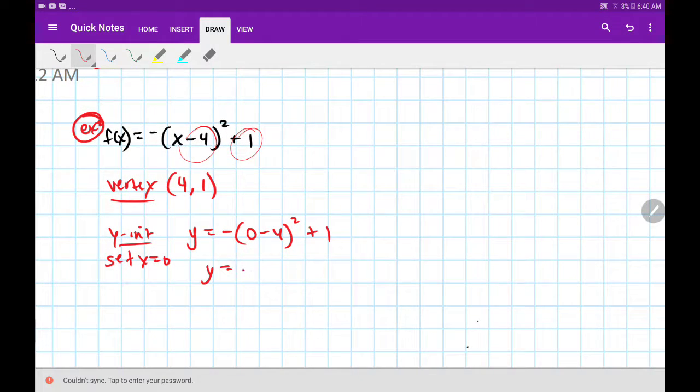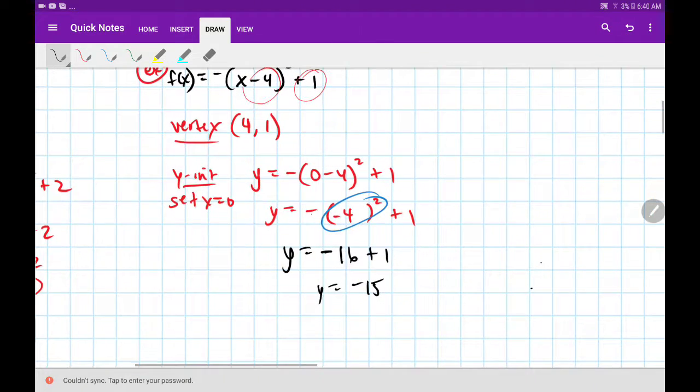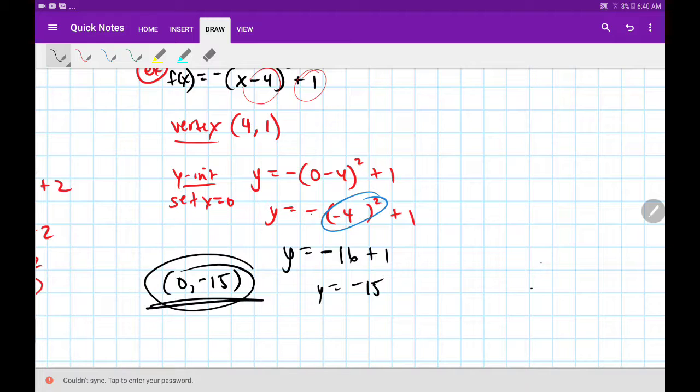If you didn't, there's a high chance that you got it wrong. So work on the inside first. 0 minus 4 is negative 4 squared plus 1. Next, we'll do our exponent. So negative 4 times negative 4 is 16. So we're just going to copy down that negative, and then 4 squared is 16. And then finally, negative 15. So you need to write that as a point. 0, negative 15. That's worth a point. If you didn't write this, like the coordinate point for the y-intercept, you got it wrong. Or I would mark you off.